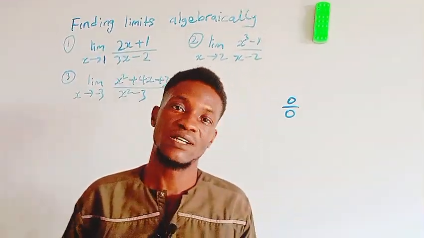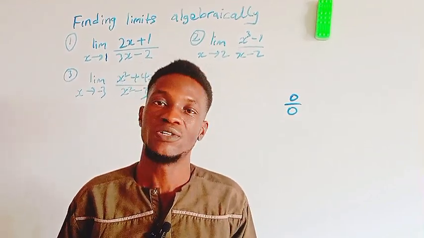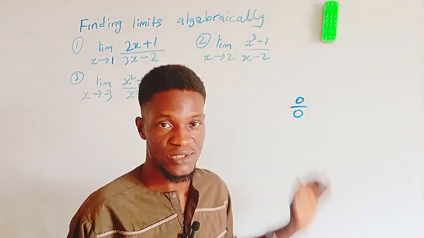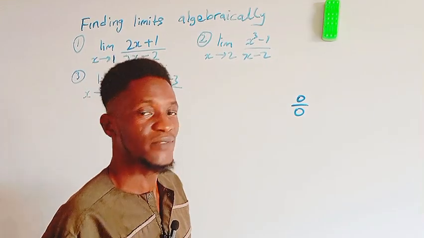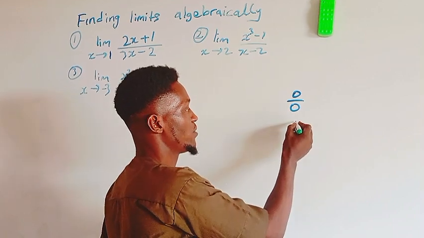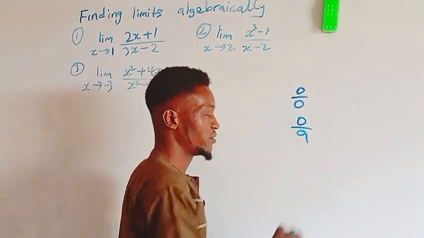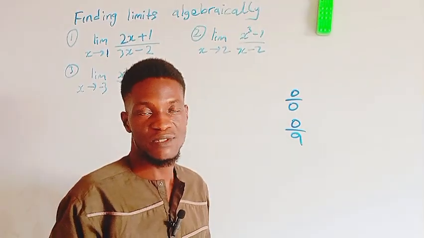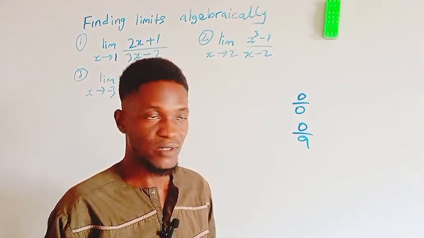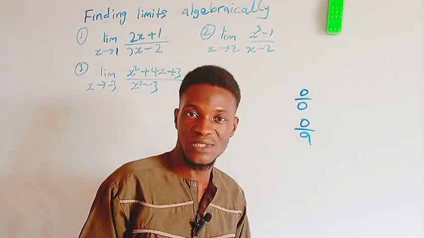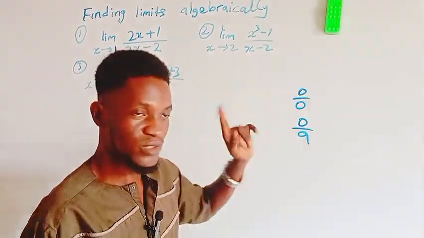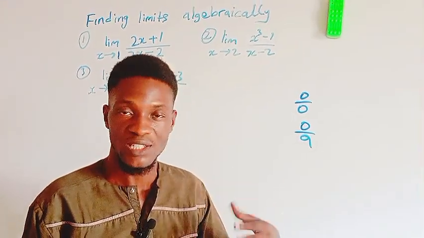The first thing you can do is either rationalize, combine, or factorize. These are the things you must do if you end up at 0 over 0. If, after substituting the value, your answer is 0 over a, like 0 over 1, 0 over 2, 0 over 3, 0 over 4, 0 over 5, and so on, it means that the limit is 0. When you have 0 over any number at the denominator, the limit is 0.